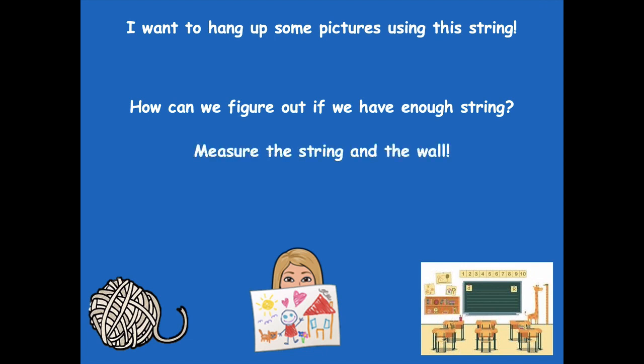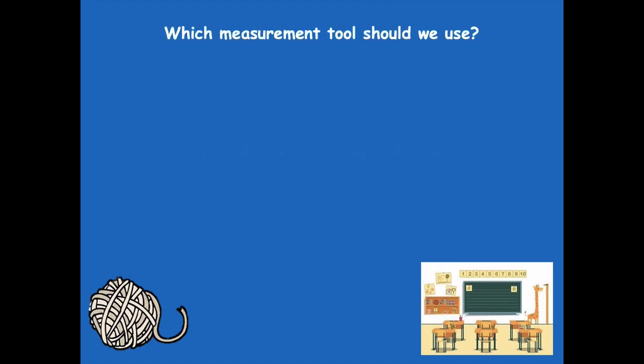Yeah, well, we need to measure the string and the wall. That's the first thing. We can't even try and hang up any pictures before we figure out if we have enough string. So which measurement tool should we use? Remember we talked in the last part about a ruler or a yardstick. What do you think? Yeah, probably a yardstick, right? Because we're measuring the classroom.